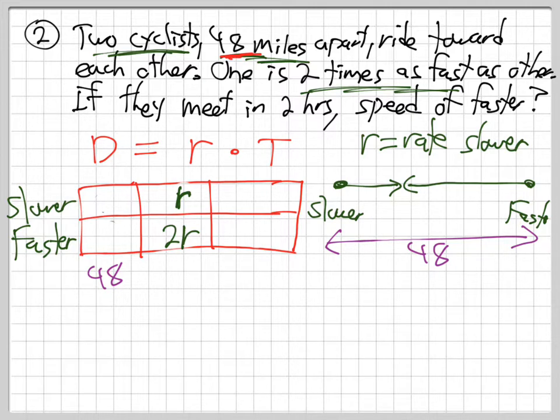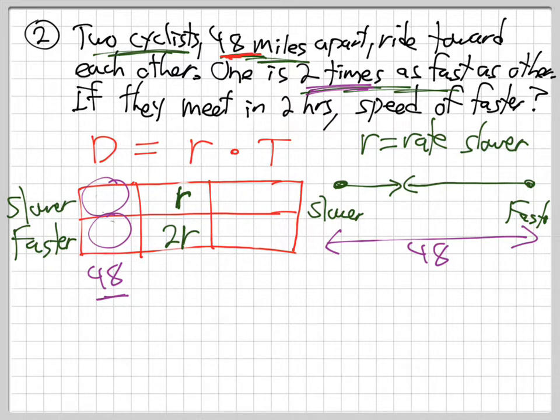So I'll just stick it down here, knowing that means they're going to add up. These two distance numbers are eventually going to add up to 48, aren't they? All right, back to the problem. So I can't use the 48 yet. I already got the 2 times as fast with the 2r. So there's only one other number in there.